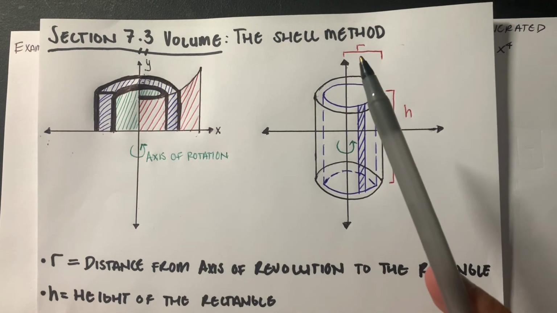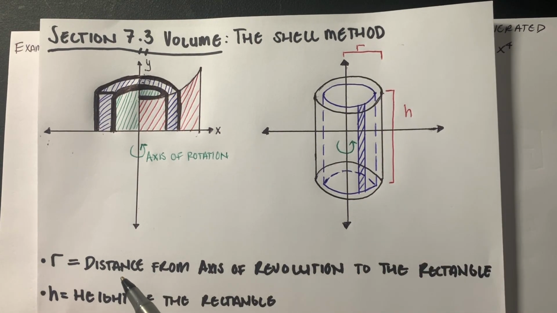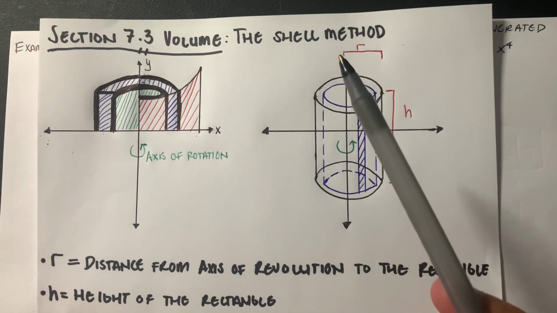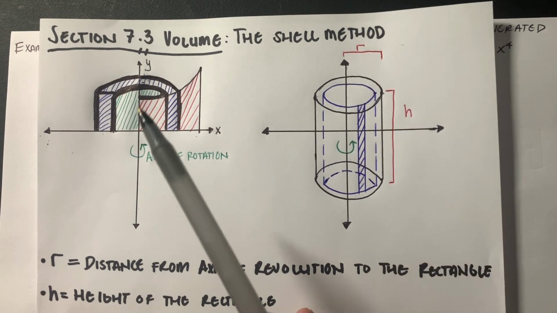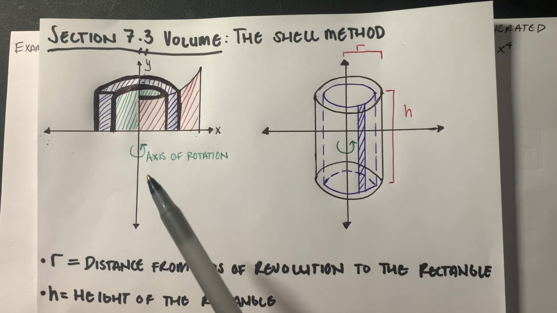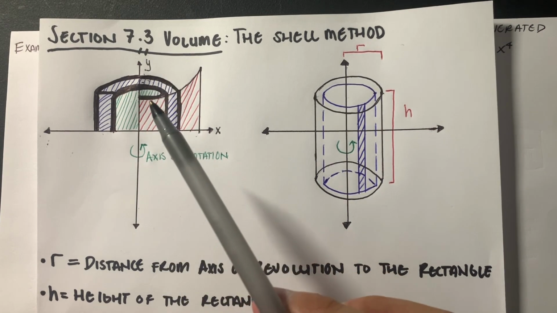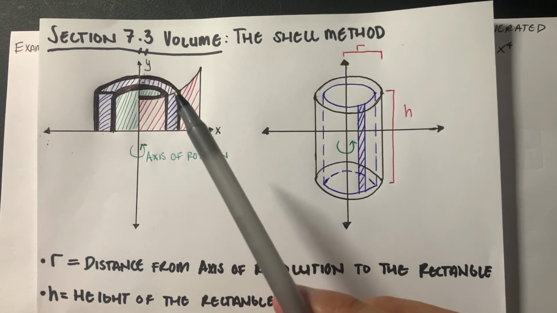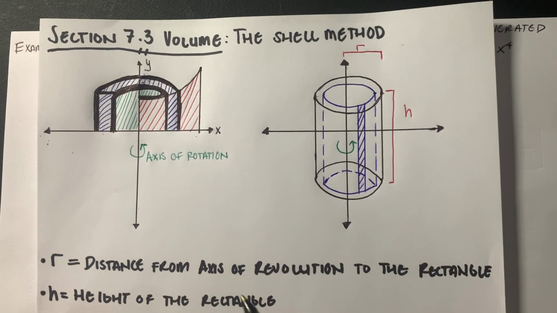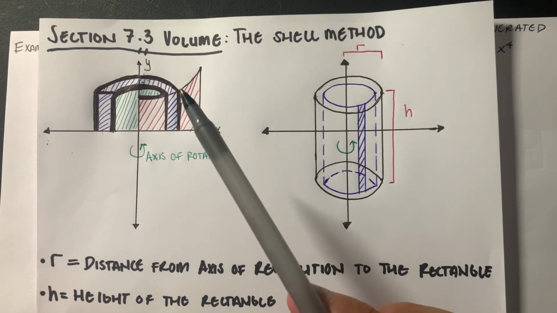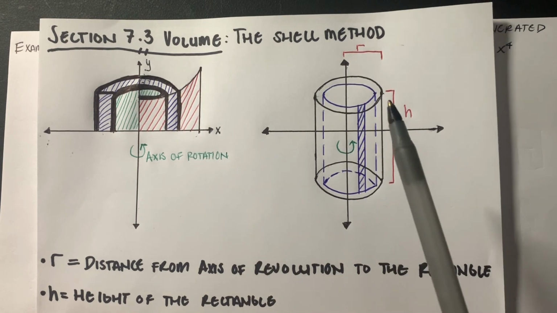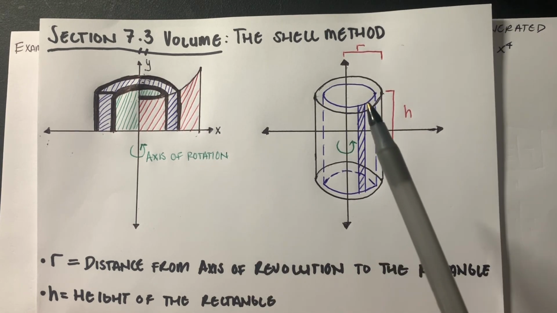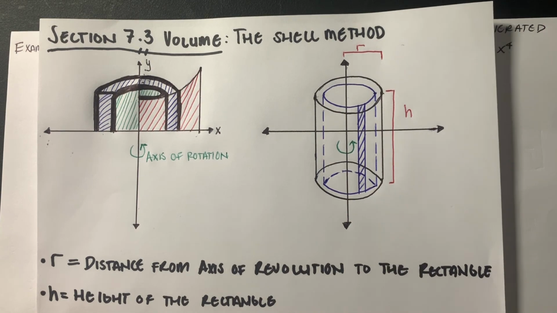This r right here can be described as the distance from the axis of revolution to the rectangle. Since the axis of rotation is the y-axis, it'll be from this distance to this distance, from right there to right there. And h is simply the height of the rectangle, so that's the distance from right here to right here.